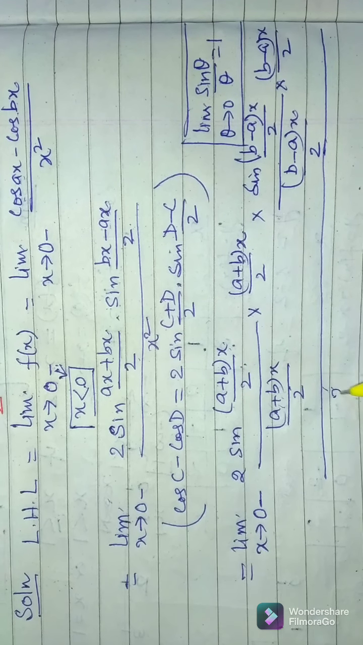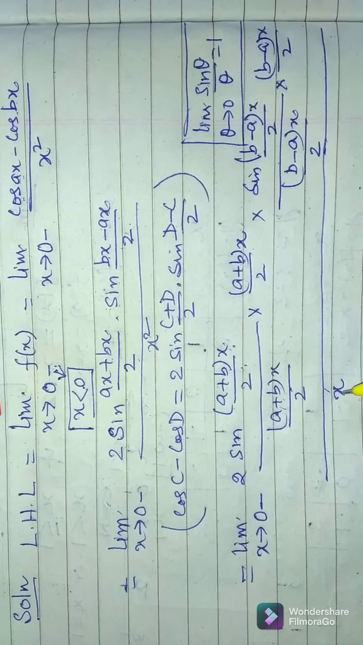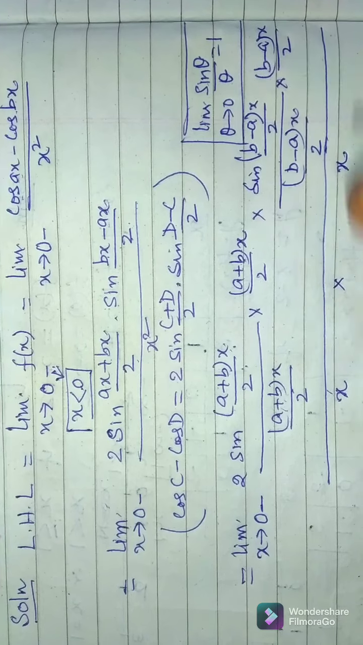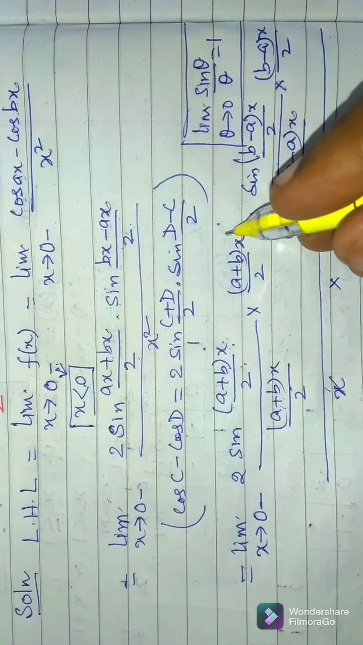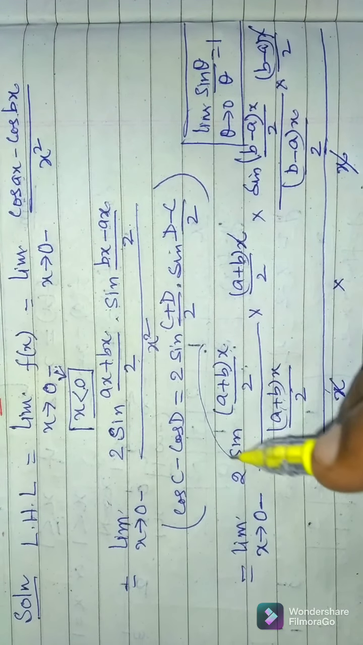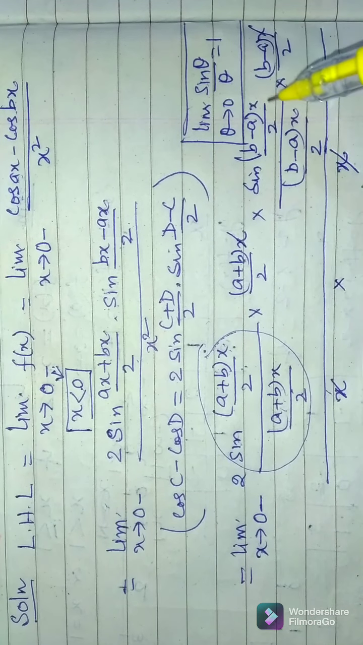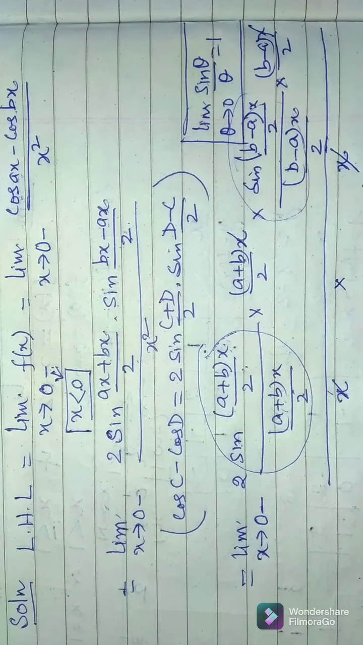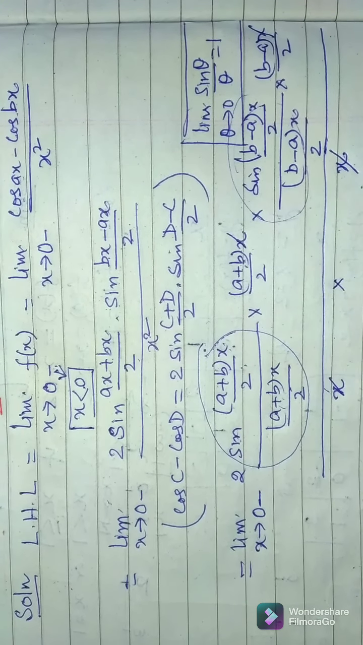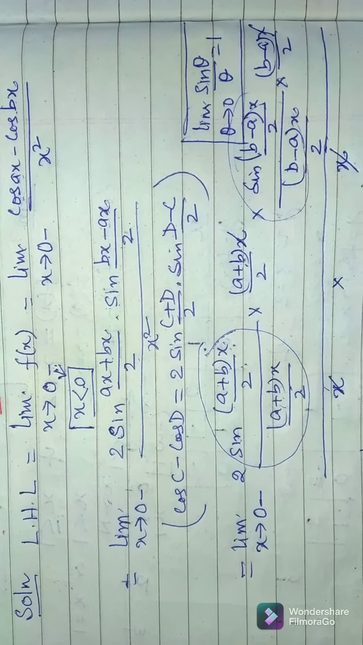So here x square is this, so here I am writing x and here I am writing x. This x will cancel with this, and this x will cancel with this, and this whole thing becomes limit sine theta by theta, which is 1, and this also becomes 1. So it is 2 into (a plus b) upon 2, then 1.